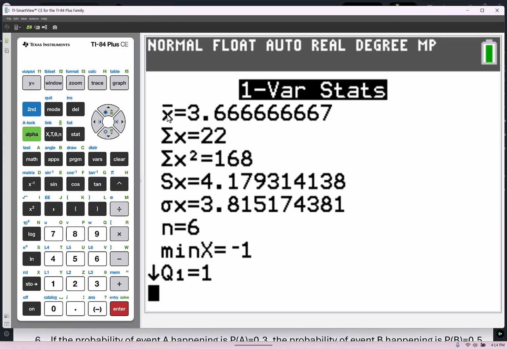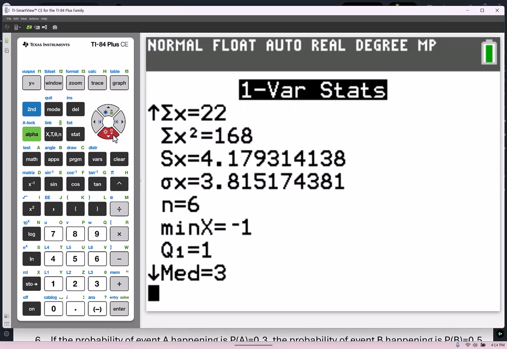So this tells you your average, the sum squared, some call that a variance, right? Standard deviation, and n stands for the number of terms. The minimum, scroll down. Look at that. Okay, I'm glad it agreed. The MED stands for median. Did we get 3 as a median?